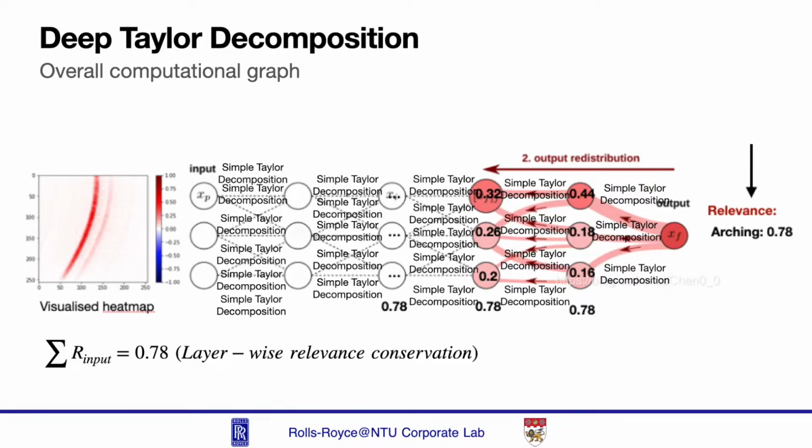Going back to this graph, we can see that this whole deep Taylor decomposition is actually just the process of backpropagating the relevance score from the output to the input. This is done in a layer-by-layer fashion, and within each layer there are many simple Taylor decompositions to map this relevance from neurons to neurons. One thing to keep in mind is that the relevance remains unchanged, as I mentioned, for each layer. Therefore, the sum of the relevance for the input layer is also 0.78.